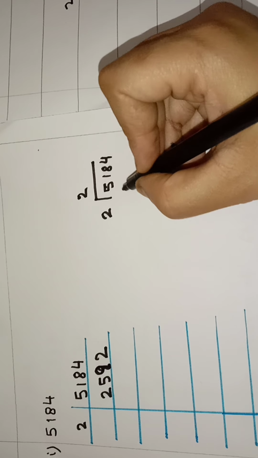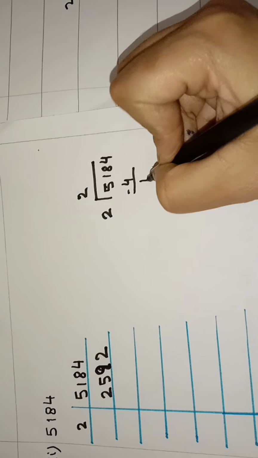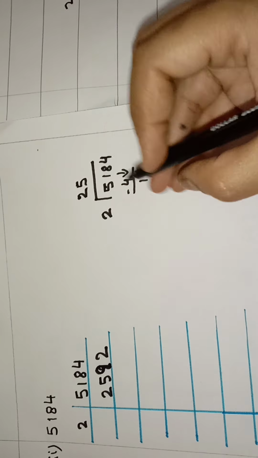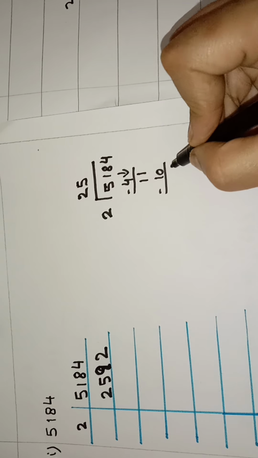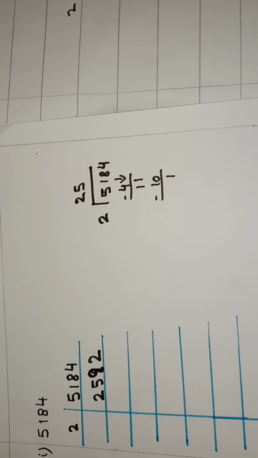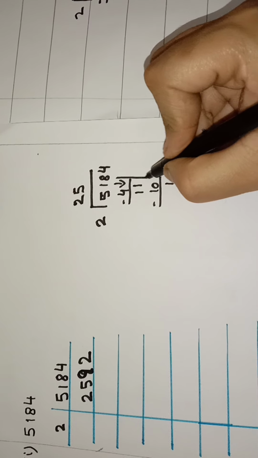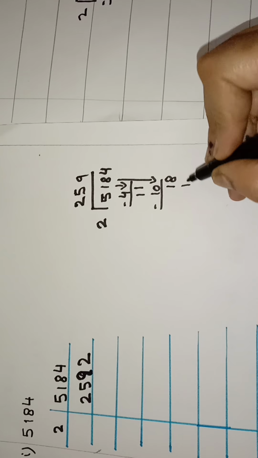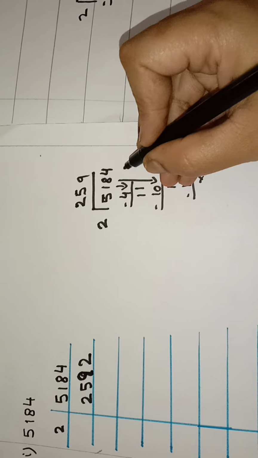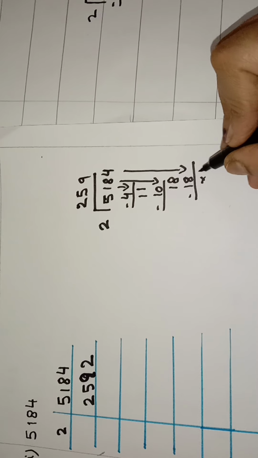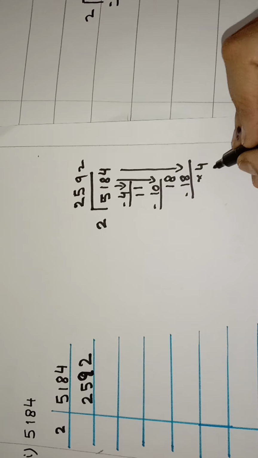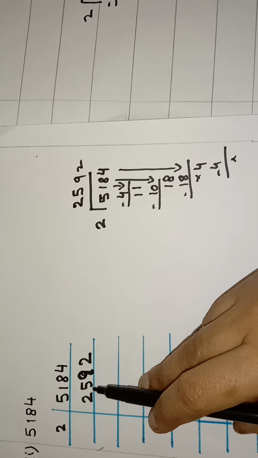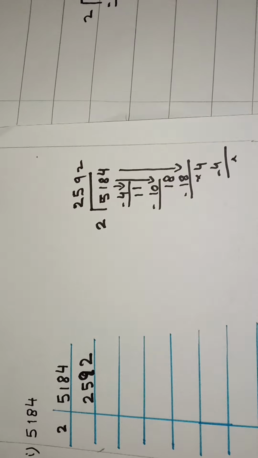2 twos are 4, 1 remainder, putting down that 1. 2 fives are 10, 1 remainder, putting down that 8. 2 nines are 18, putting down that 4. 2 twos are 4. So we get 2592.